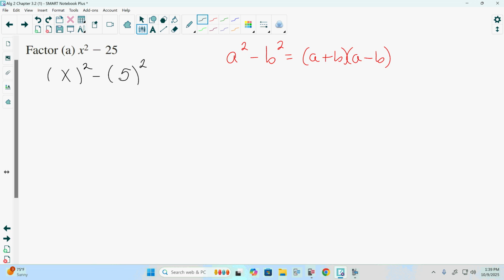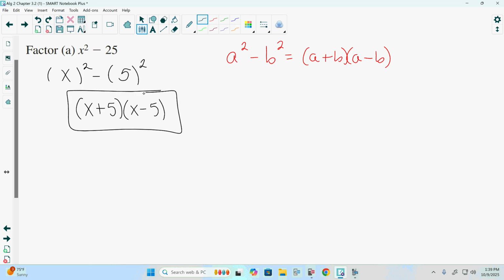So our a term would be x, and our b term would be 5. So the first part, a plus b, for us here would be x plus 5, and it's going to be multiplied by a minus b, which would be x minus 5. So x squared minus 25 is going to be x plus 5 times x minus 5.